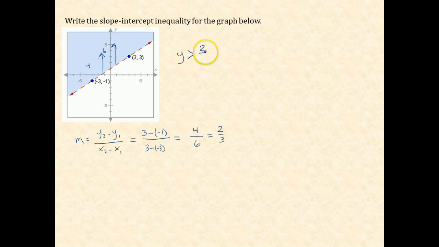So we write 2/3 x, and then we need to add the y-intercept. Well, the y-intercept isn't given to us very clearly here, but if we count our slope is up 2 over 3. So if we start here and we count up 1, 2, and then over 1, 2, 3, that gets us right here. And this point is 0, 1. So our y-intercept is 1.